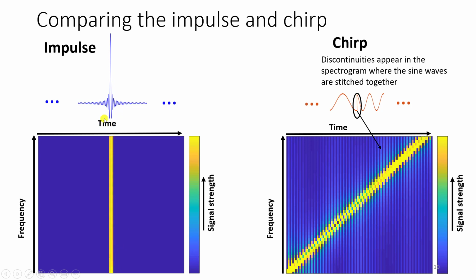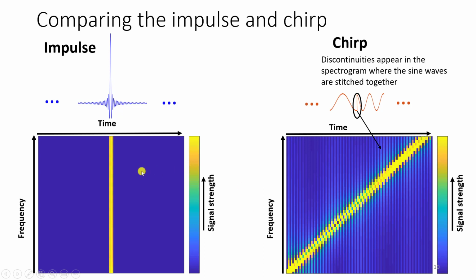And if we look at the chirp, we can see that it's just the Fourier transform of the impulse that's been rotated 45 degrees, starting at the low frequency and going to the high frequency. And this makes sense because the way we formed the chirp was we started with the low frequency sine wave and we increasingly joined together higher and higher frequency sine waves.